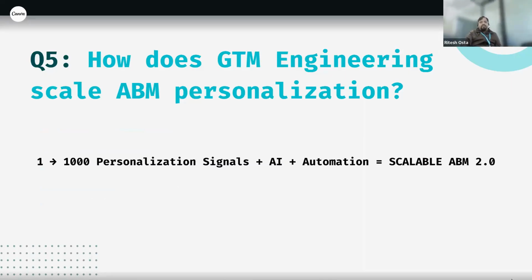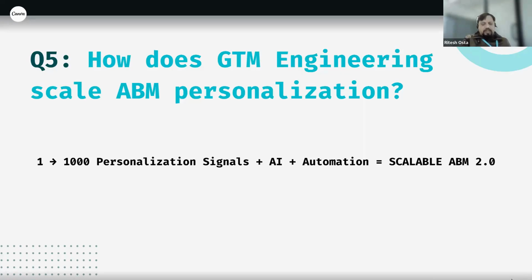All right. So, question number five: how does GTM engineering scale ABM personalization? So, 1 to 1,000 personalization signal. I mean, the whole idea when I was speaking about that is that the personalization signals and the personalization of the segment can be done within the tools which are available in the market, and that is what the whole idea of a scalable ABM 2.0 is, right? The ABM 2.0 is to create ABM which is scalable without you having to scale your internal team.